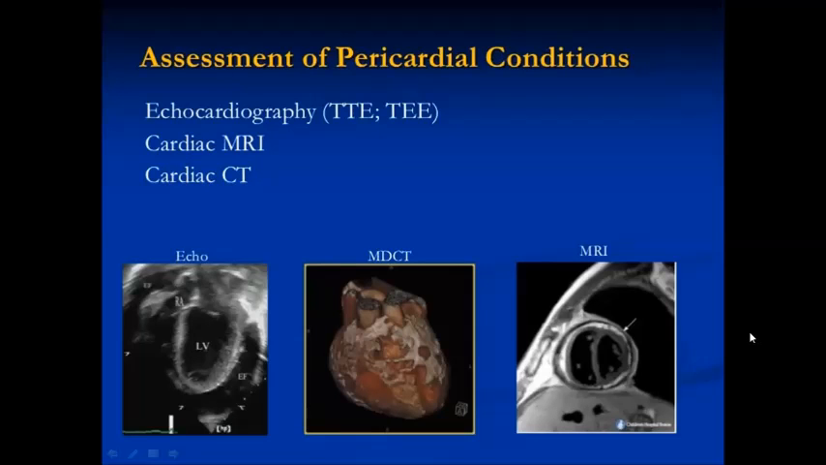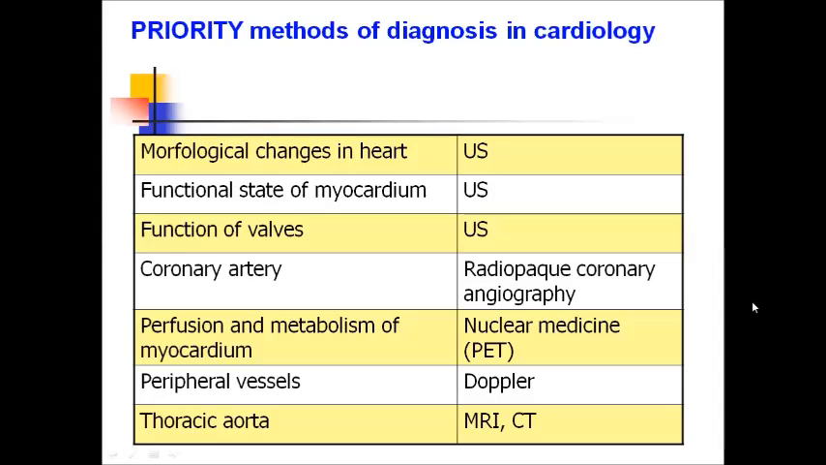Pericardium may be assessed by transthoracic or transesophageal ultrasound or echocardiography, also with cardiac MRI or cardiac CT, but usually echocardiography is enough to make a proper diagnosis of pericardial effusion and even to take a sample of pericardial liquid for cytological examination.